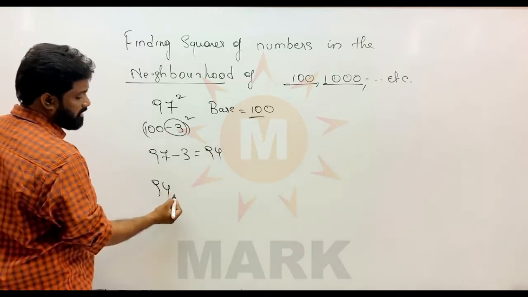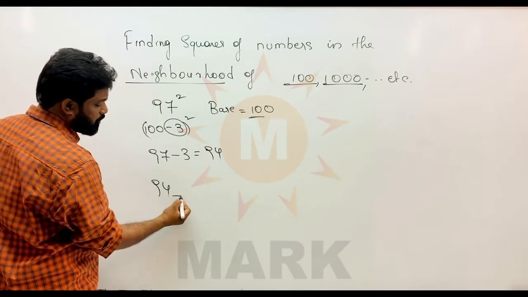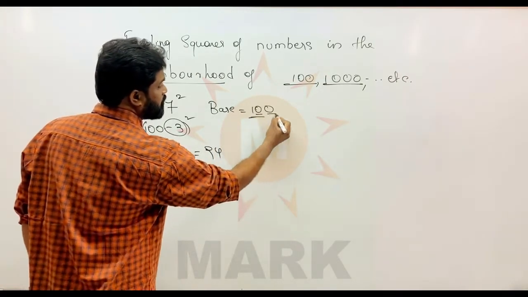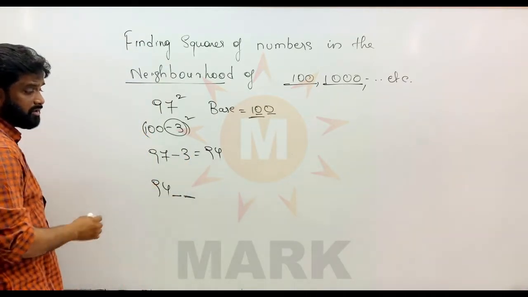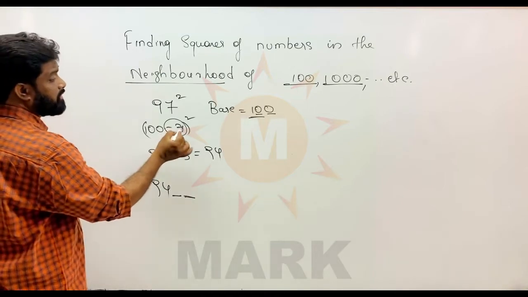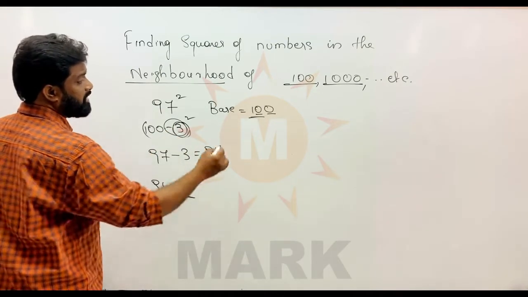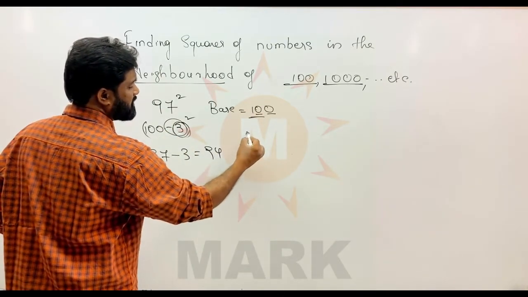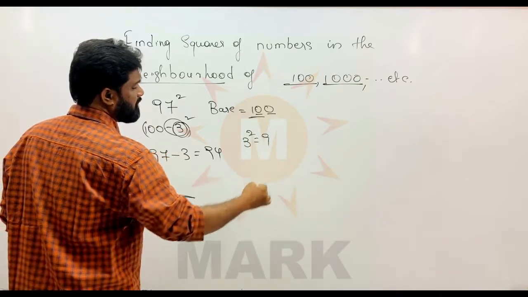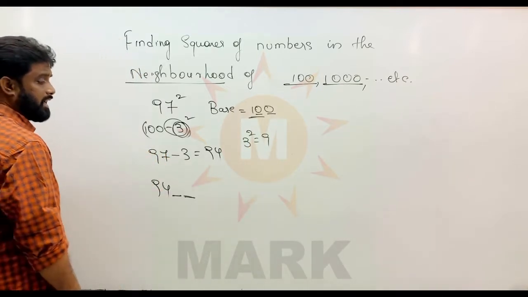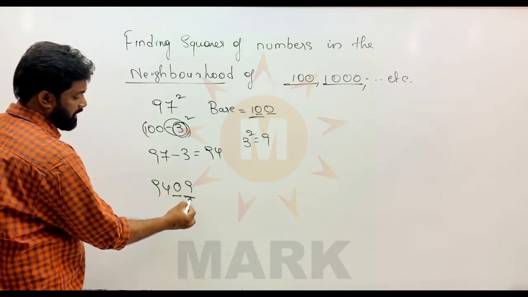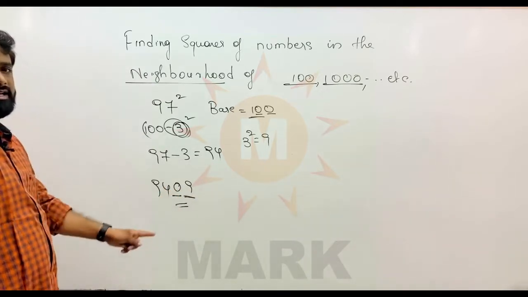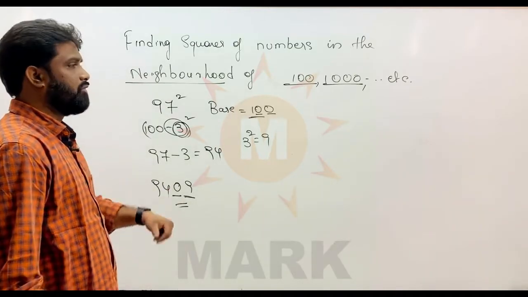After that, how many slots you have to give? You have to give 2 slots, because in 100 there are 2 zeros. How do you fill these 2 slots? With the square of the deficiency number. What is the deficiency number? 3. What is 3 square? 9. How can we fit 9 in these 2 places? By writing it as 09. This is how we have to do it.